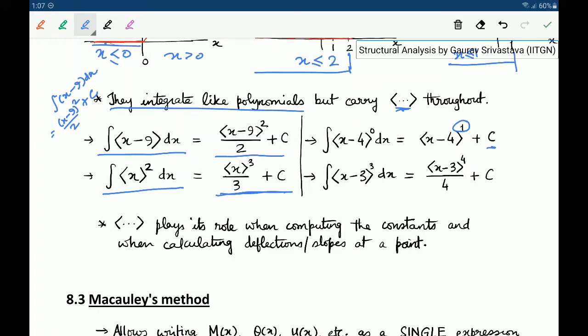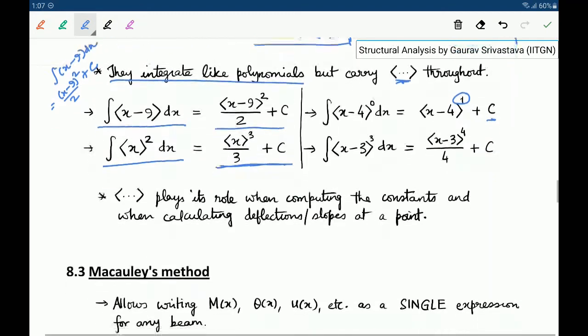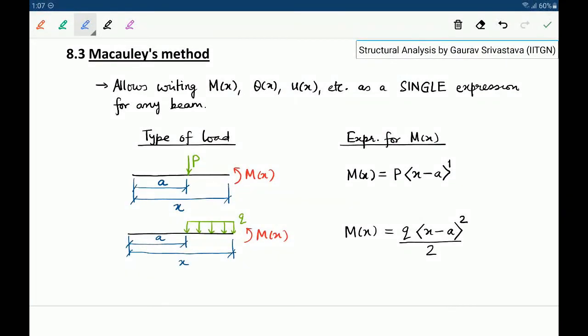Now it is important to carry this angular bracket as it is, because that will play a key role in computing the constants and calculating deflections or slopes at a point. We will see how that comes later. Okay, so with this background and motivation, let's move to the Macaulay's method. So the biggest advantage of Macaulay's method is that it allows writing of the expressions for m of x and consequently for the slope and deflection as a single expression for any beam for any loading case. So if you recall that earlier when we were using the double integration directly, we had to write different expressions for m in different spans, but this method will allow us to write the same expression which will be valid for all the spans. Okay.